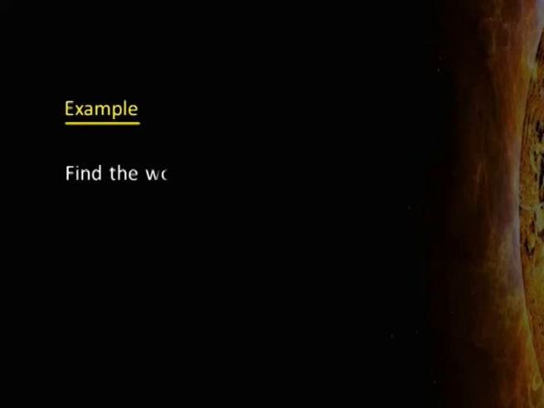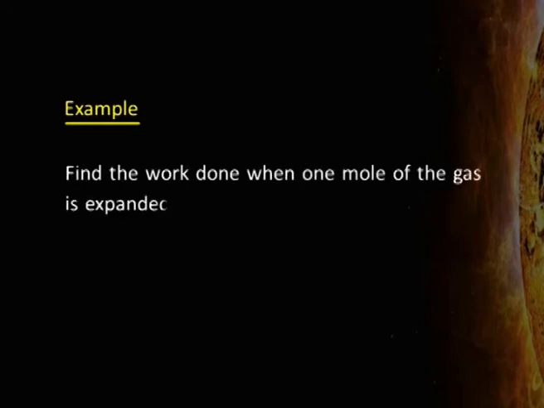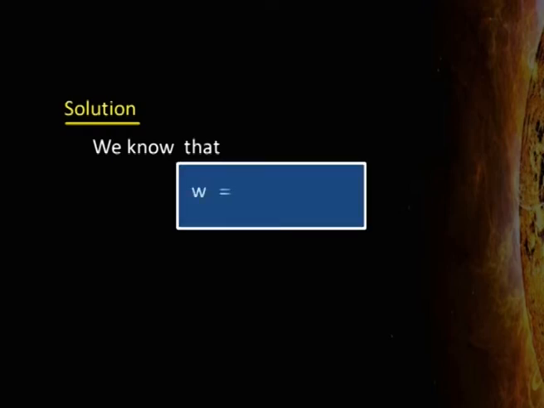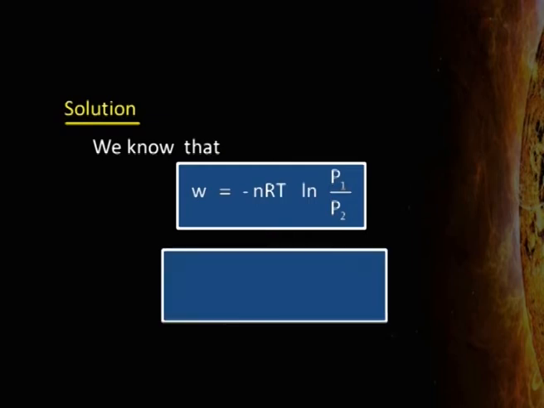Let us have a look at another example. Find the work done when 1 mole of the gas is expanded reversibly and isothermally from 5 atmosphere to 1 atmosphere at 25 degrees Celsius. We know that work done for reversible isothermal expansion is equal to minus nRT natural log P1 upon P2, or it is equal to minus 2.303 nRT log of P1 upon P2 with base 10.